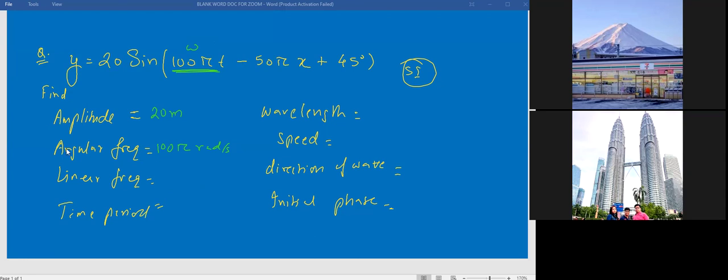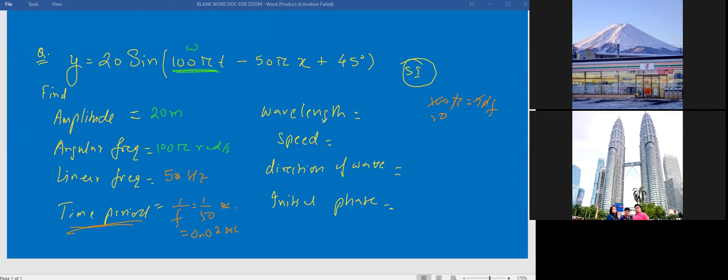Okay. What is the linear frequency? Linear frequency will be 100 pi is equal to 2 pi f. So pi cancel. This is 50. So linear frequency is 50 hertz. Time period is 1 by frequency. That is 1 by 50 seconds. That is 0.02 seconds. Okay. Have you got it? Yes, sir. Then why are you complicating the things?